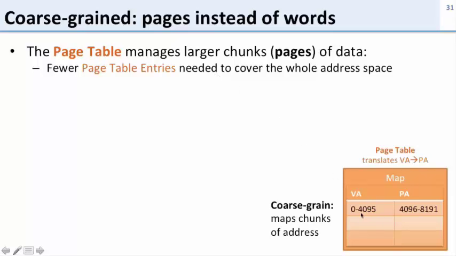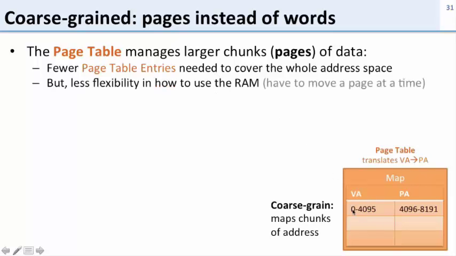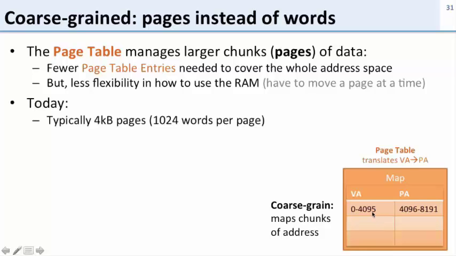And here's the example. We had 4 kilobyte pages here. There's also a trade-off. It's less flexible. Before, we could move each word at a time. Here we're going to have to move 4,096 bytes at a time, 4 kilobytes every time we want to move a page. So if we need to move something out to disk to make room, we're going to have to move out 4,096 bytes at a time to make room.